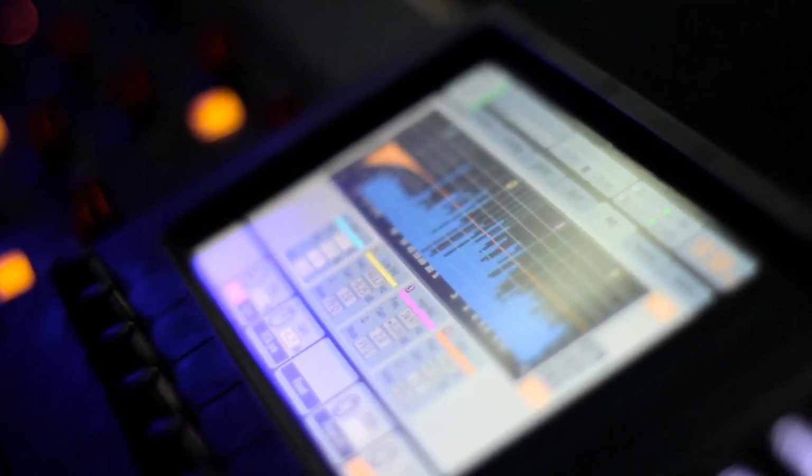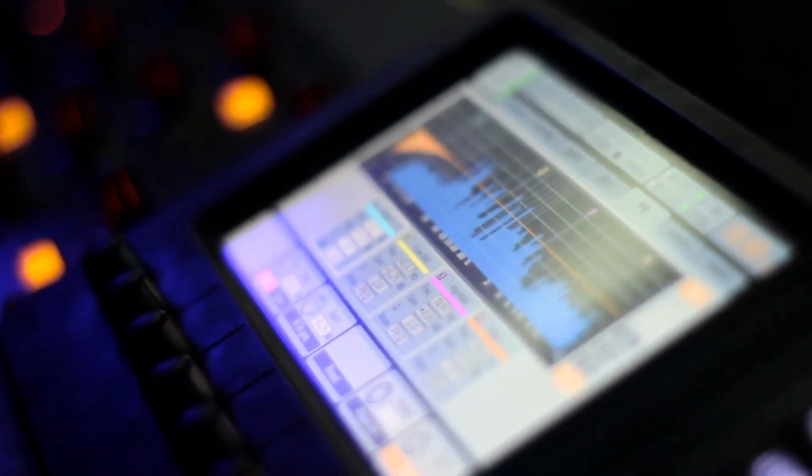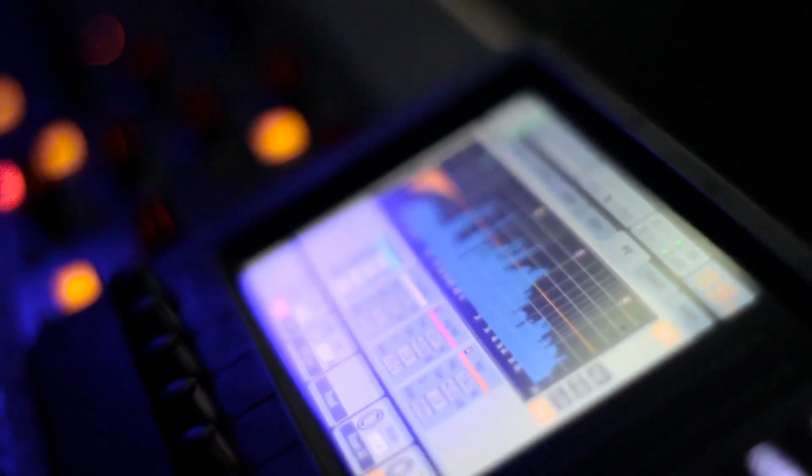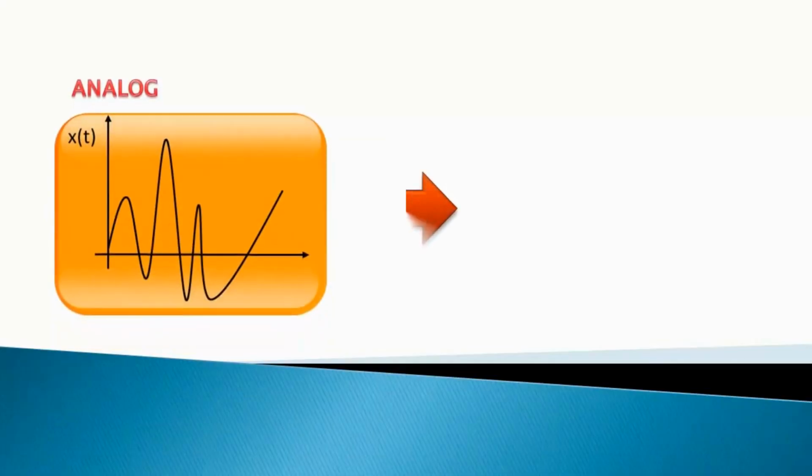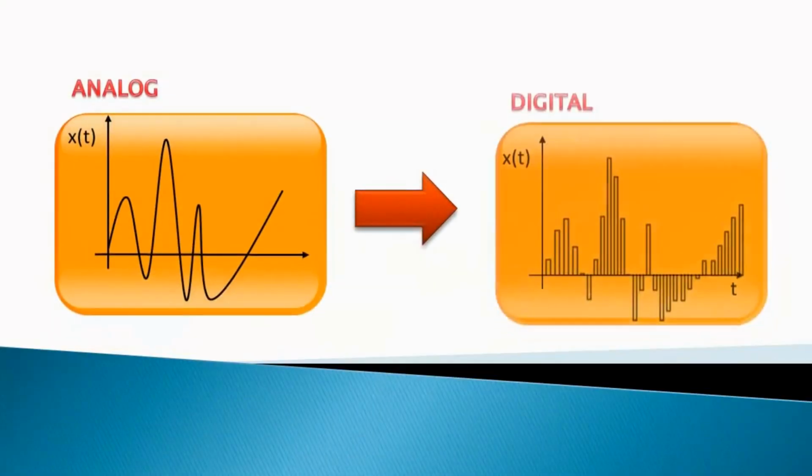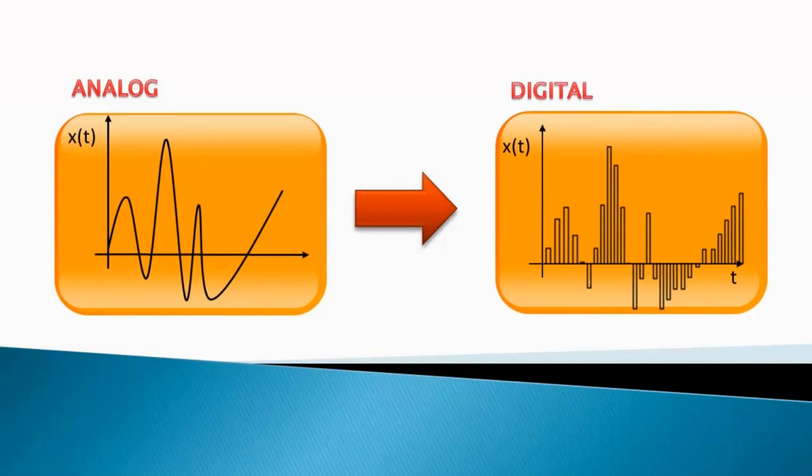The process of converting an analog signal to a digital representation is called analog-to-digital conversion, ADC. When an analog signal is converted to a digital signal, it is quantized, meaning it is mapped to the nearest digital value.